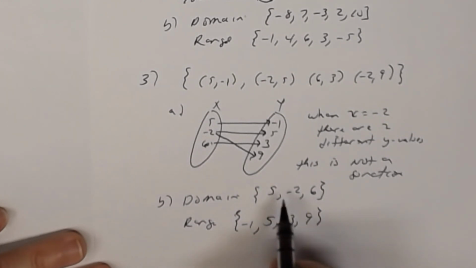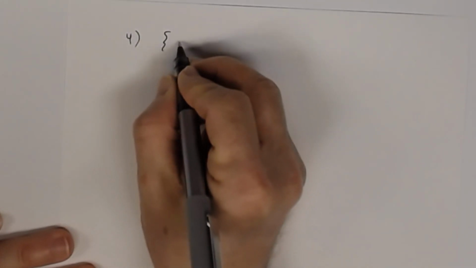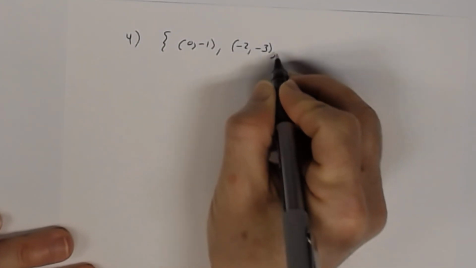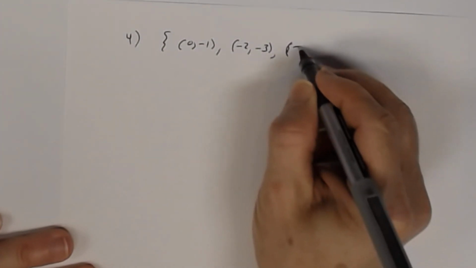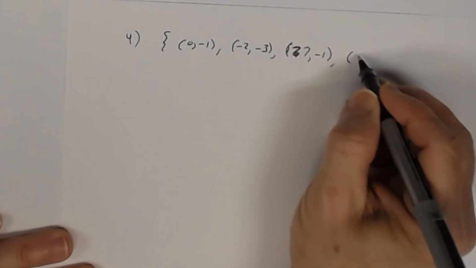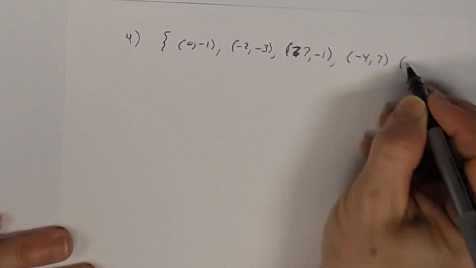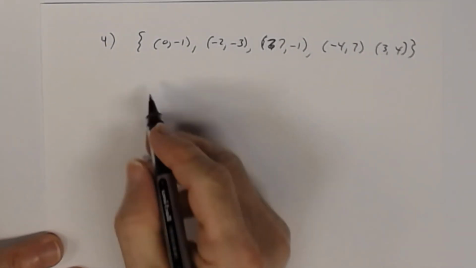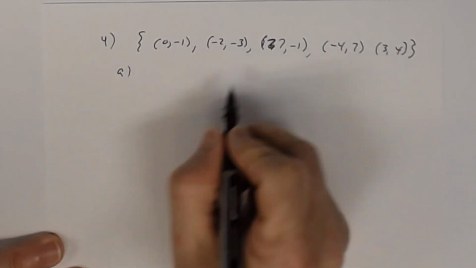Okay, so don't forget, you only list it once. Number 4, we have this relation: 0, -1, -2, -3, 7, -1, -4, 7, 3, 4. All right. So we have to determine if this relation is a function.